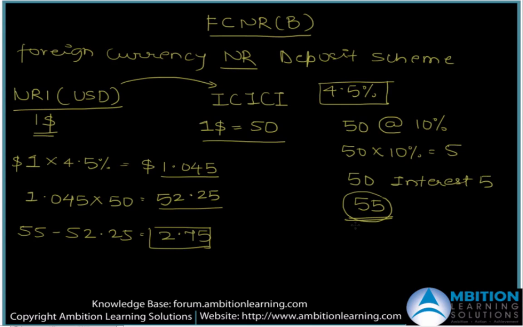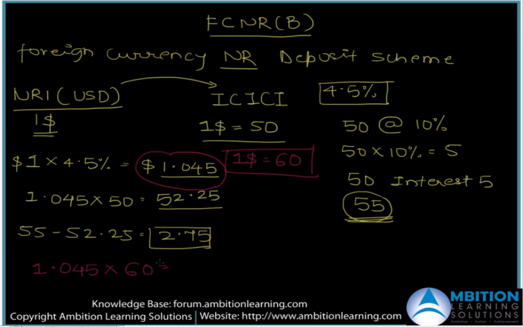Let's say in the entire case, at the end of the year when the bank receives 55 rupees, at that time, $1 becomes 60 rupees. Now, this is going to be a bad situation for the bank. Let's try and understand why. How much do we have to pay to the NRI at the end of the year? We've got to pay the NRI 1.045. Now, if dollar is 60, how much will I have to pay to the bank? 1.045 into 60. I'll have to pay 62.7 rupees in Indian terms to the NRI.